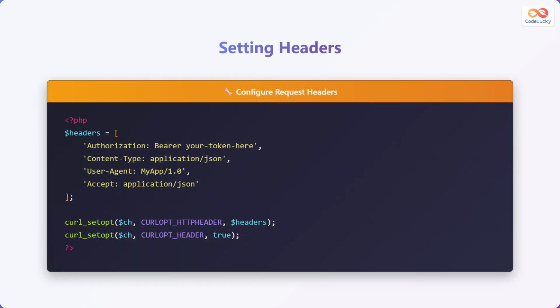To configure request headers in cURL, create an array of header strings, each in the format name, value. Include headers like authorization, content type, user agent, and accept as needed. Then, use curl_setopt with the CURLOPT_HTTPHEADER option to set these headers for your cURL session. Also, you can set CURLOPT_HEADER to true to include the header in the output.